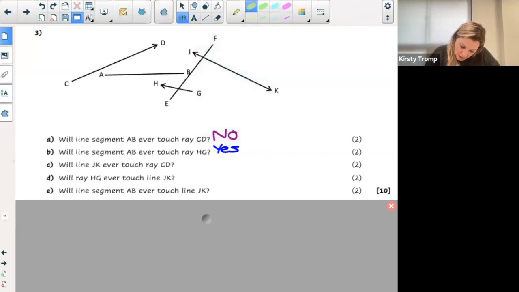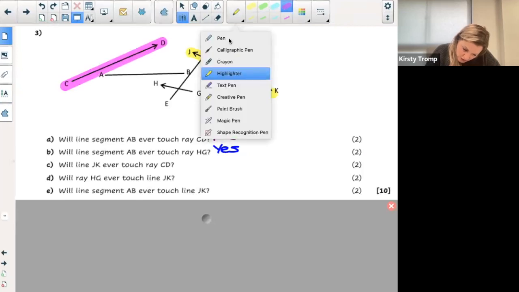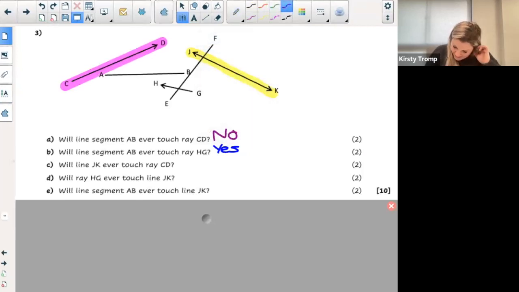So the first one: will line JK, so here is JK, ever touch ray CD? So here is CD. Talk to me. Are they ever going to touch? Yes, ma'am. Well done. Because what's going to happen? CD is going to carry on going this way, and this one will carry on going that way, so they will eventually touch.